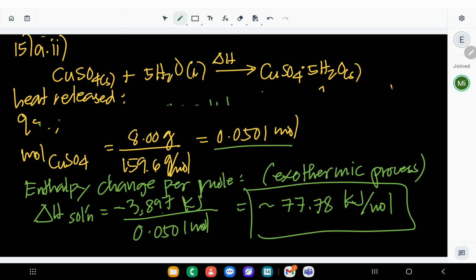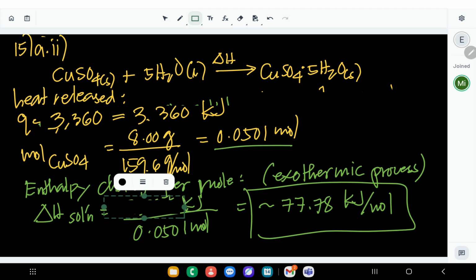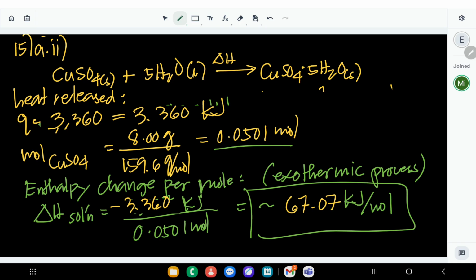Sorry, it should be 3360, or 3.360 kilojoules. So this should be negative 3.360 kilojoules divided by 0.0501, which is negative 67.07 kilojoules per mole. So this one is within the range, so this one is acceptable.